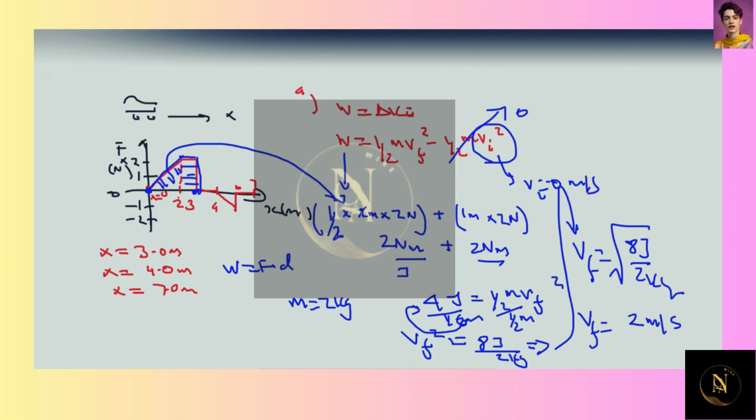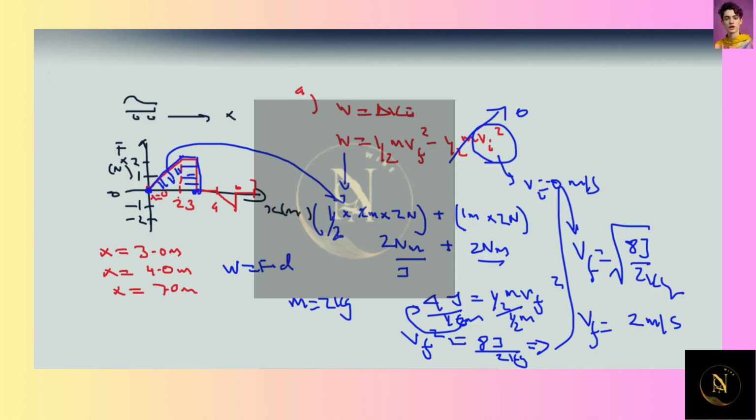So once again, let's just follow the steps. The energy required to move the car from 0 meters at the origin to 3 meters is 4 joules, and we have the final kinetic energy, which is 1/2 m v final squared. And so that's going to give us v final is the square root of 8 joules over 2 kilograms.